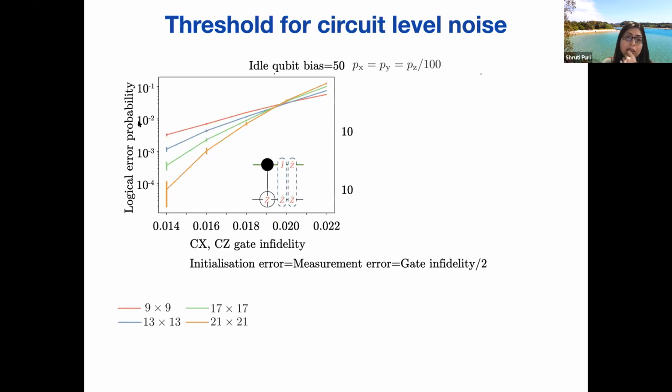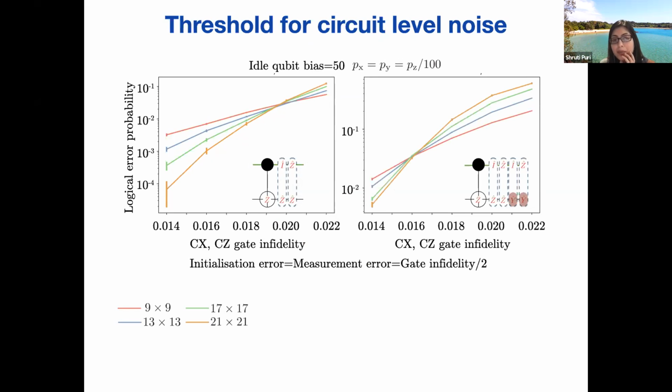So what we did was we took Andrew's code and we looked at the patch of the XZZX surface code and looked at the logical failure rate versus the gate infidelities for different sizes of the lattice. So here, suppose I assume that the CNOT gate is bias-preserving, so there's only Z errors. Magically, somebody gave me this. And I plot the error rate, and these lines cross at one point, and that's the threshold.